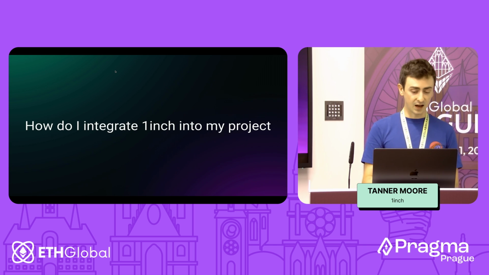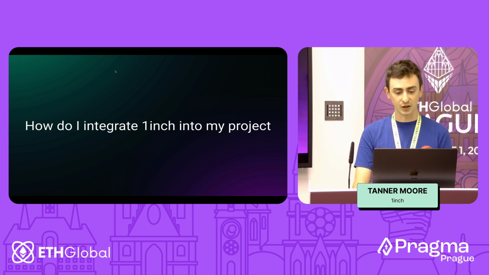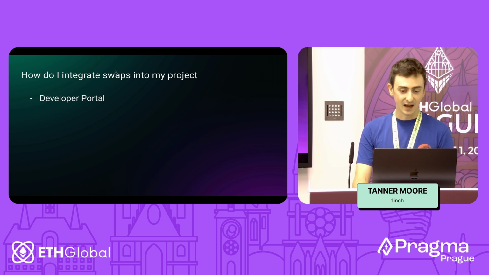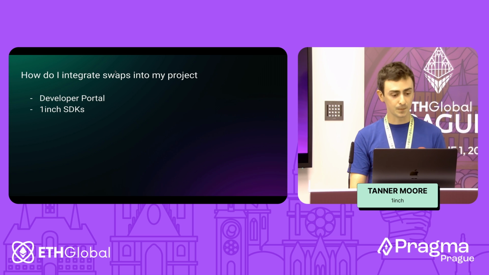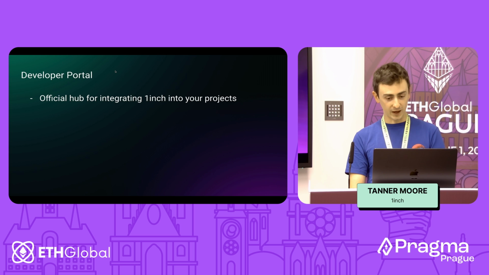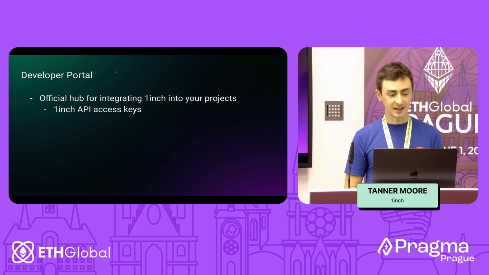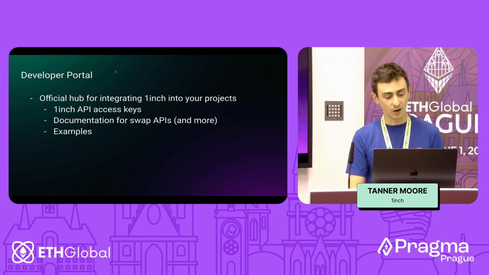So the next question that might be asked is, how do we actually integrate this into our project? Like, how do I take the 1inch services, the 1inch APIs, and actually use them in my system? And that's going to be done through two things, the developer portal and 1inch SDKs. So the developer portal is the official hub for integrating 1inch into your projects. It's going to give you access to API keys to reach all of our APIs. It's going to give you documentation for all of these APIs, swap, and other APIs, which we'll talk about in a little bit. And it'll also give you examples.